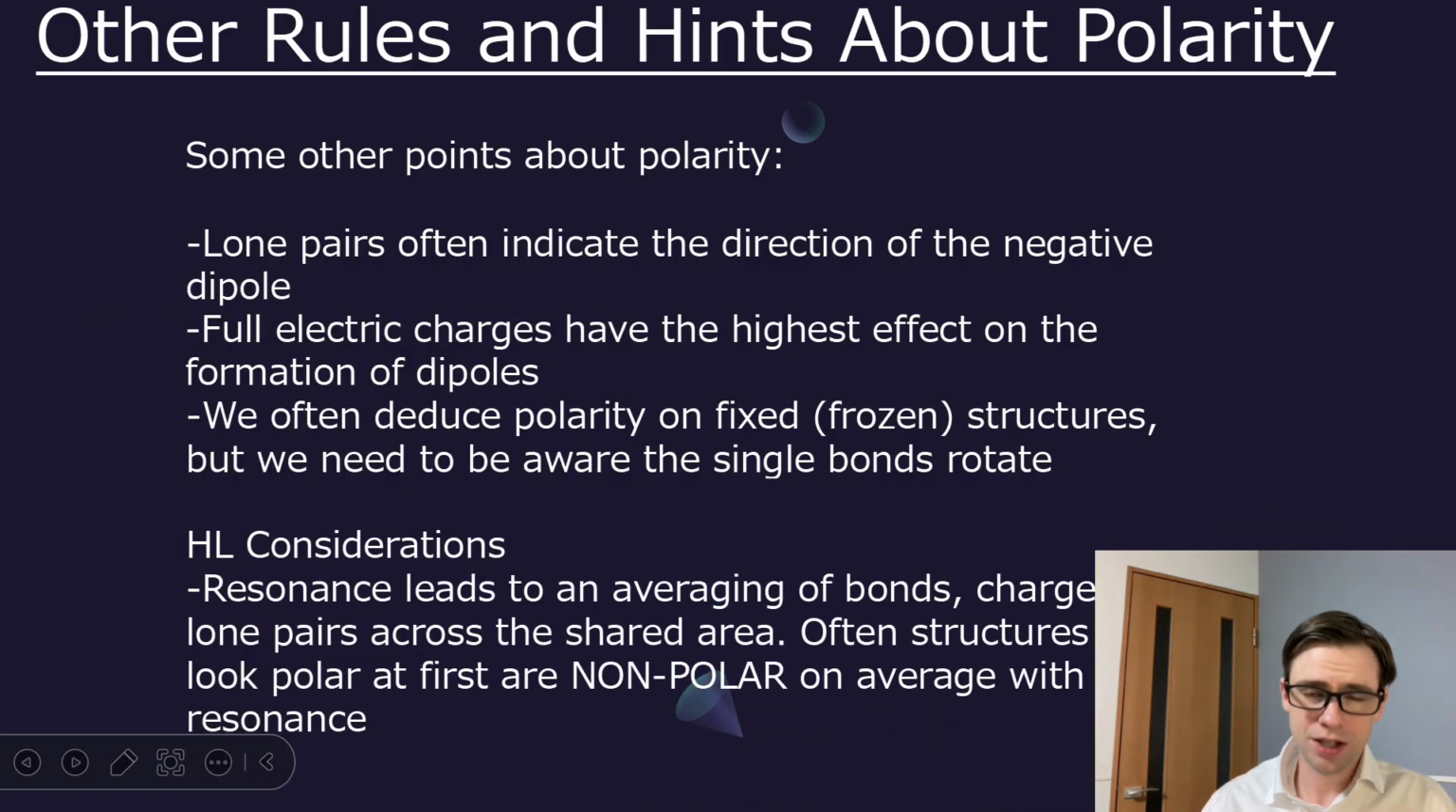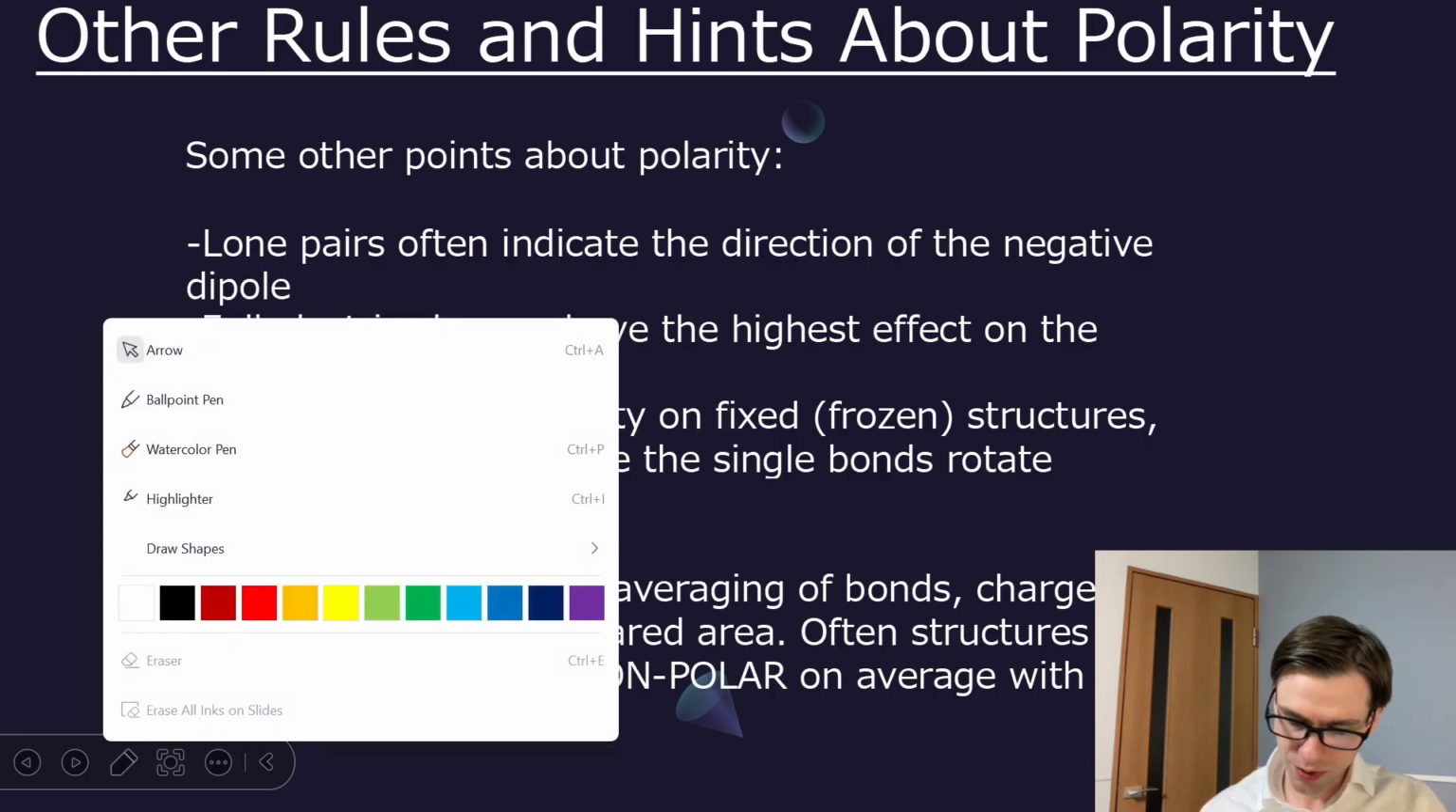HL considerations. HL, we're going to study something called resonance, which is the idea that double bonds and charges and lone pairs, when they're connected in a certain way, they will also average across several locations. So resonance leads to an averaging of bonds, of charge, and lone pairs across the shared area. So often structures that might look polar at first are non-polar on average when you consider resonance. And the best example I can give is something that we've studied a lot. That's NO3-.